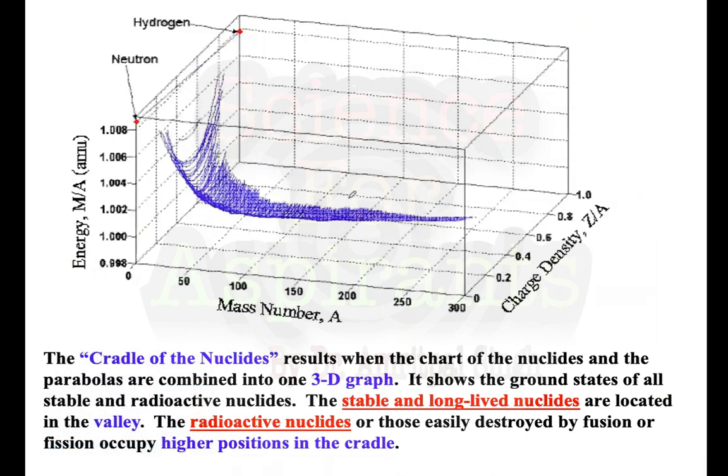So these are the proton-rich isobars on the right side of this valley. They decay to lower positions in the cradle by electron capture or positron emission. So they try to come to this lower side by having some positron emission or by electron capture.